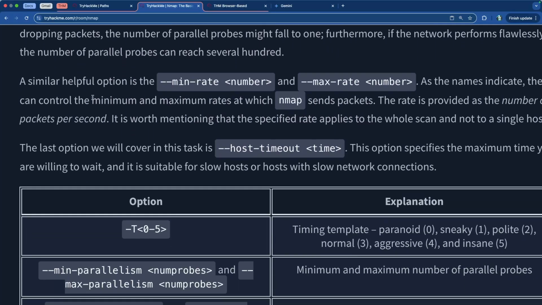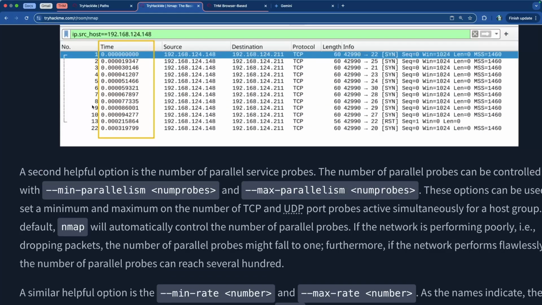And then we don't have any other screenshots. But that's basically what you can take away from this, is that when you go paranoid, it really takes its time. And when you go aggressive, it'll happen in a matter of a second or two.